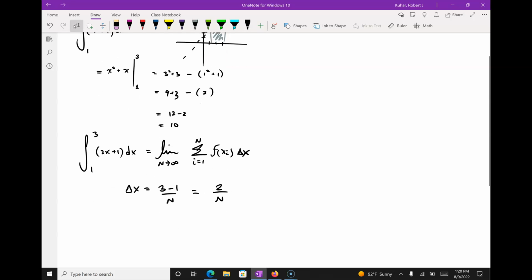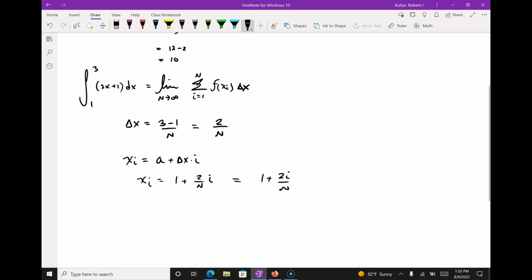I have a formula for x sub i. It's always a plus delta x times i. And so in this case, x sub i is 1 plus 2 over n times i. Everybody with me? Thank you.